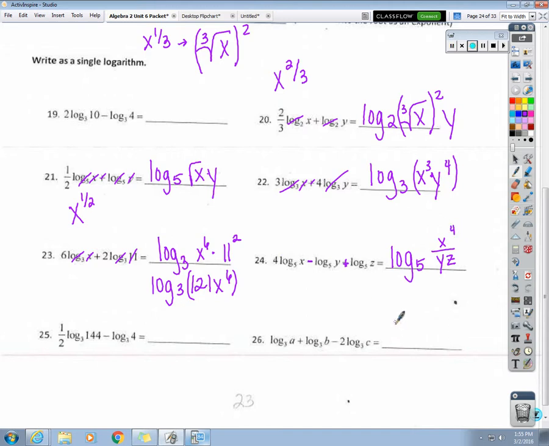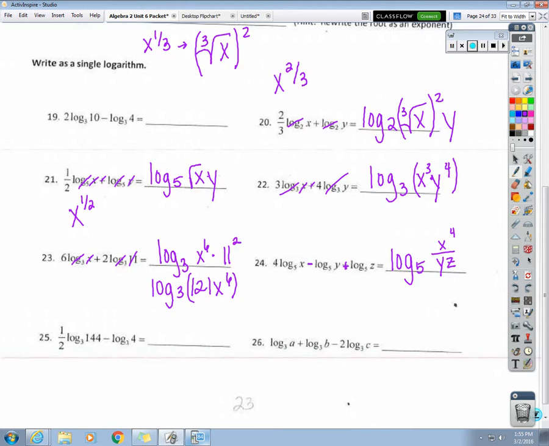Okay, for homework, you need to do 25 and 26, and then also the 4 at the top that we did not do, 15 through 18. Okay, you have about 5 more minutes, so you can work on some of them now, because you're not going to switch out yet.